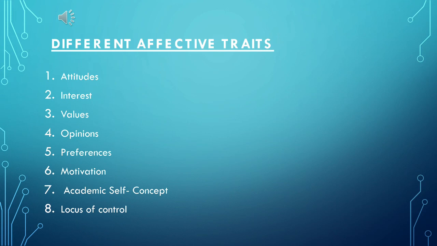Number 1, attitudes. It is a predisposition. What do you mean by predisposition? It is to be more likely to behave in a particular way or to be affected by a particular condition. It is to respond favorably or unfavorably to specified situations, concepts, objects, institutions, or persons. And number two is interest. It is a personal preference for certain kinds of activities. For example, I am interested in sports or interested in reading, or whatever it is the students are interested in.